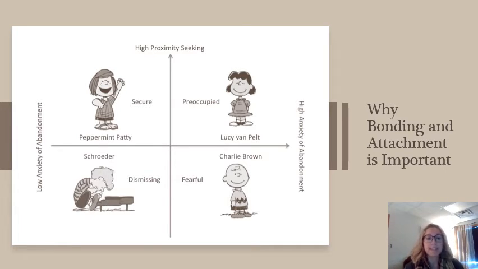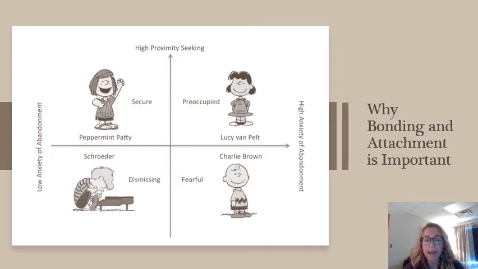And with that, each character has a different emotion. Peppermint Patty is secure. Lucy is preoccupied. The piano player is dismissing. And Charlie Brown, as we all know, is fearful. Now, as you can tell, there are arrows pointing. We have high proximity seeking, and then on the left-hand side, we have low anxiety of abandonment. And then on the right-hand side, we have high anxiety of abandonment.